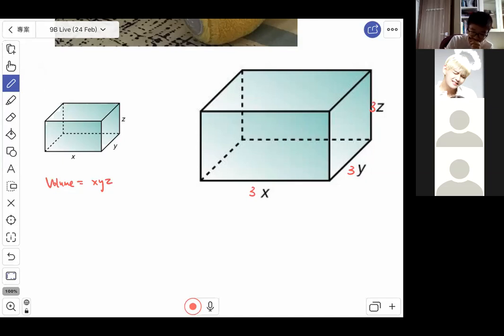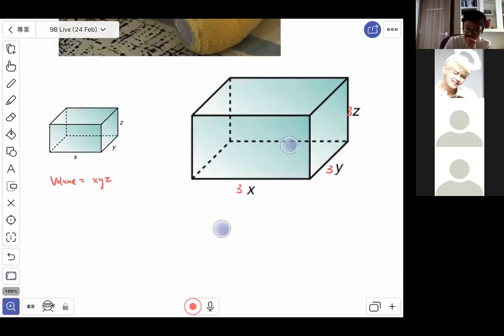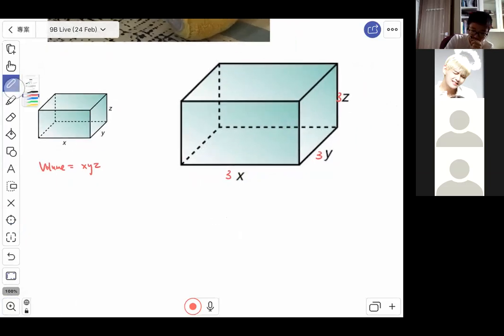Okay, so if I have three times the left hand figure, then I will have 3x here, 3y here, and then 3z here. So what is the new volume? Yes, we have 3x, 3y, 3z, which is 27xyz. And you can also observe something.